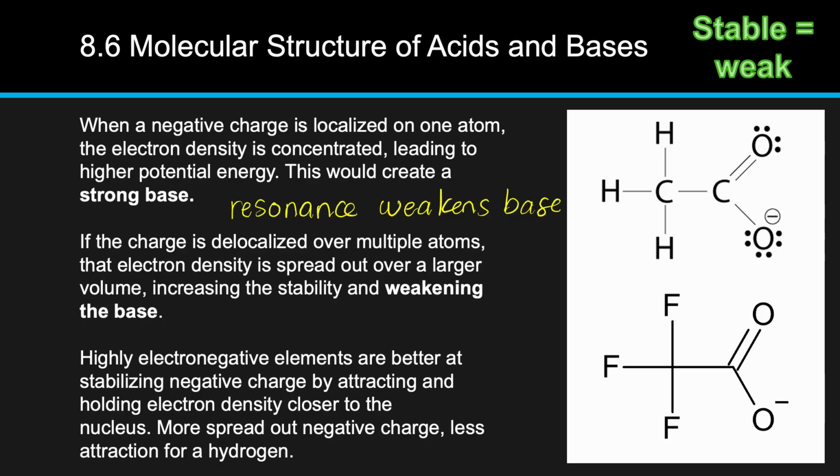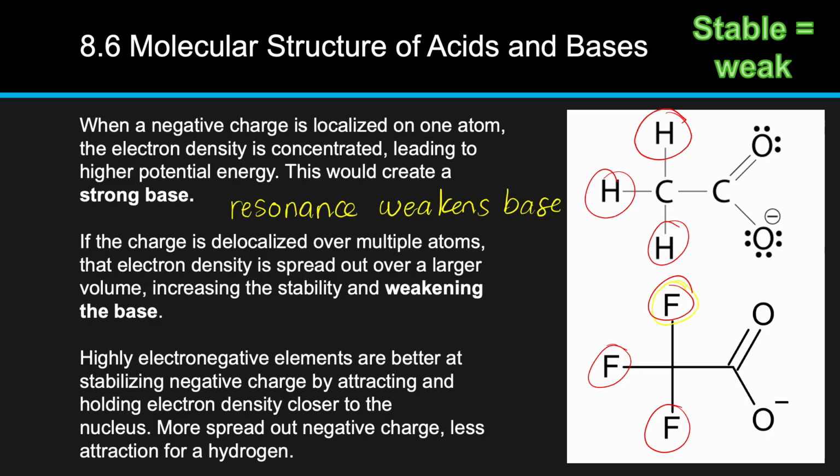The other factor that can influence strength of a base is electronegativity in the elements within the molecule. So looking at these two molecules on the right here, we see that they're the same except for the atoms connected to the carbon on the left. So we can see in the top molecule, acetate, we have hydrogens. On the bottom, we have fluorines.